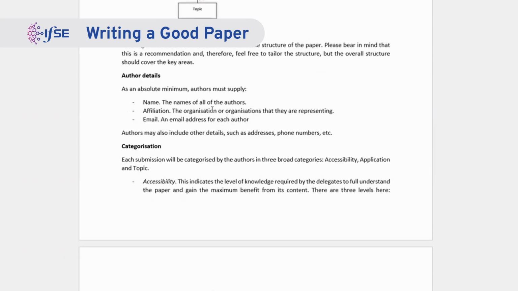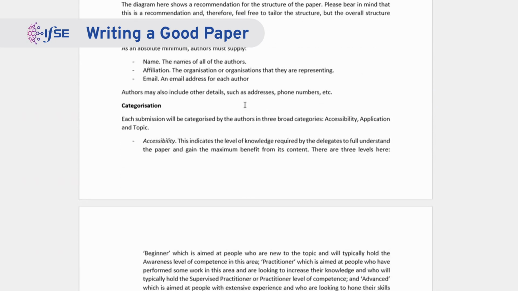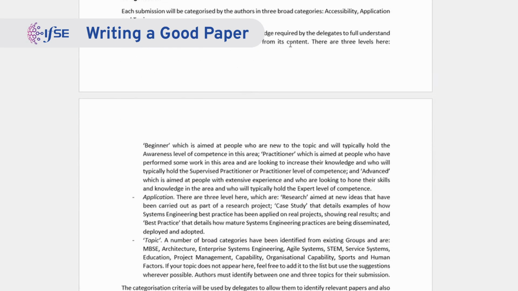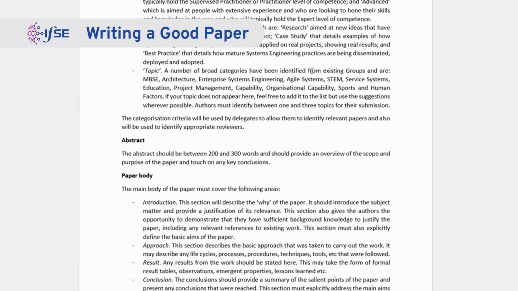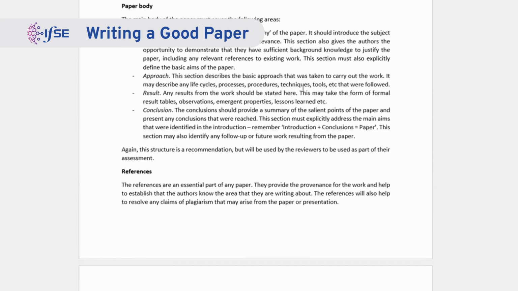So let's go through what these things are. The author details, obviously, that's your name, affiliation, and email. Then categorization: we've got the accessibility, which is the level of knowledge. We've got the application, so what's it being applied to? Is it research? Is it a case study? Is it best practice? And the topic, so there's a list of some of the ones that we're talking about: MBSE architecture, enterprise systems engineering, and so on. As I said, that's not an exhaustive list, but this is a start point.